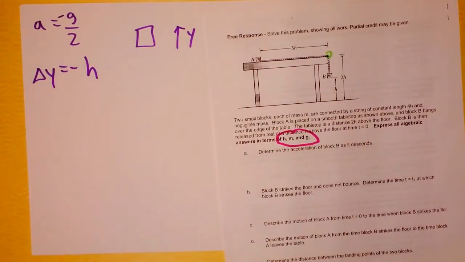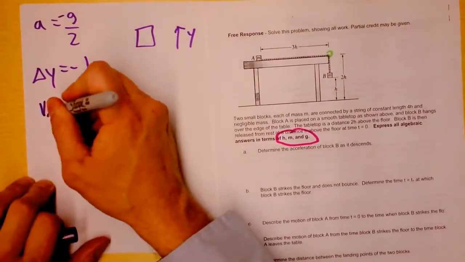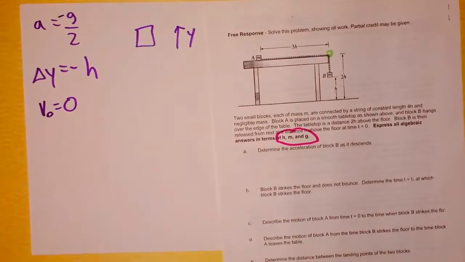These are released, right? So the initial velocity is 0. Initial velocity is 0. What else? In which direction though? All directions. Now, we're trying to find time.